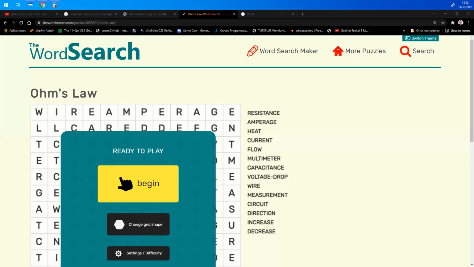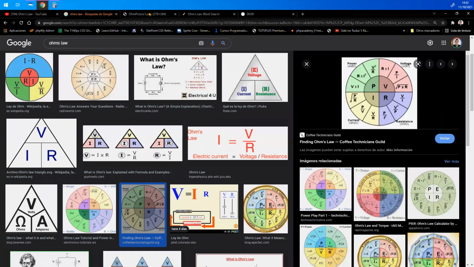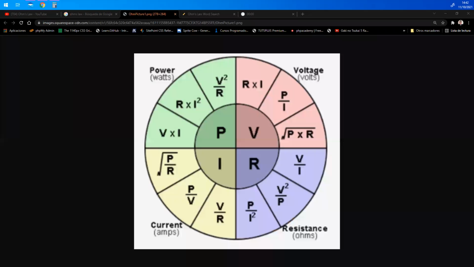All right, let's continue. So let's review Ohm's law quickly. So just to finish with this subject, and you are going to do some exercises. Vamos a repasar esto y van a hacer unos ejercicios.